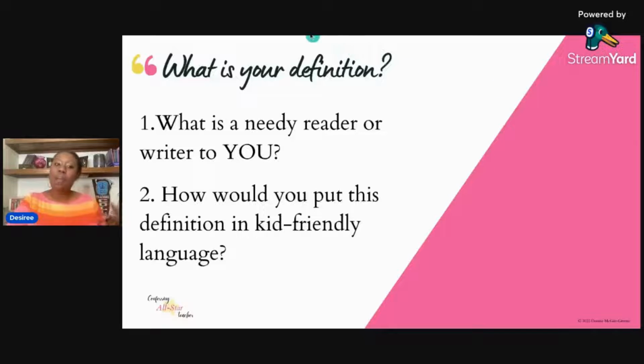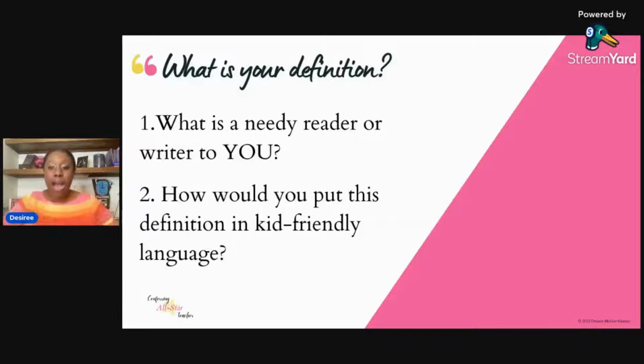So first, let's talk about, well, what is a needy reader or a writer? We have to come up with our own definition so that when we explain it to our students, we know exactly what we're going to say. We know what independence looks like, what an independent reader or writer looks like, and then what a needy one looks like, okay? So what is your definition?